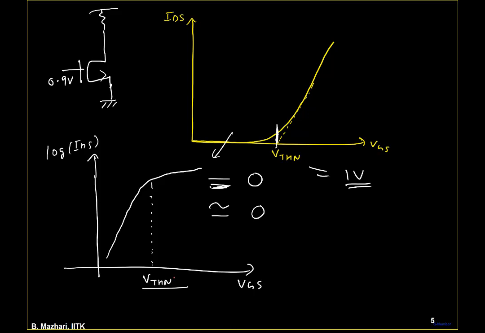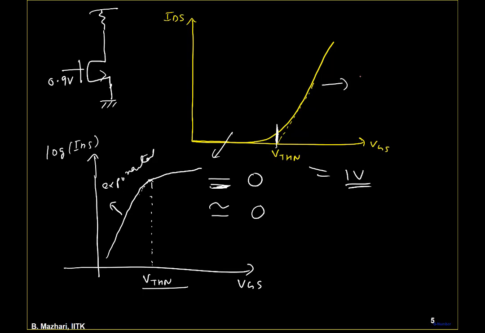So when you do that on a log scale, you realize the nature of the MOSFET as you go below threshold voltage. The current is not 0. What is happening is that the current is falling rapidly. If you see a straight line on a semi-log paper, it means that the characteristics are exponential here. So the current is exponentially falling here.